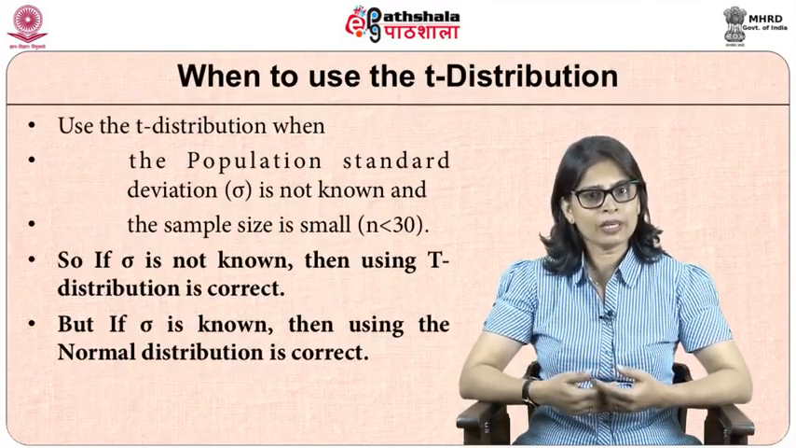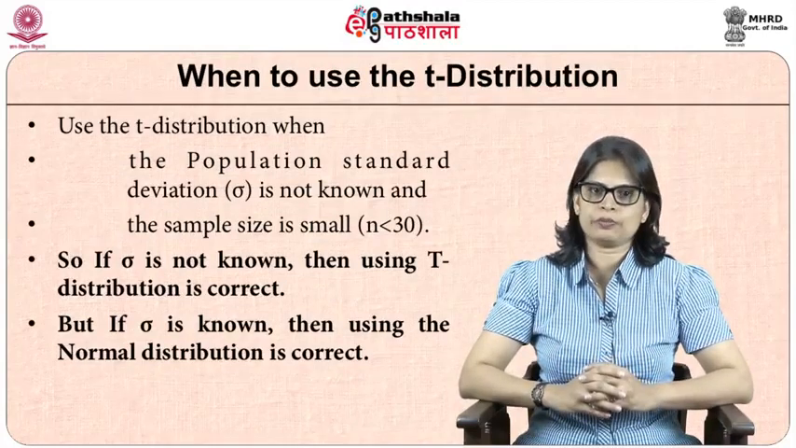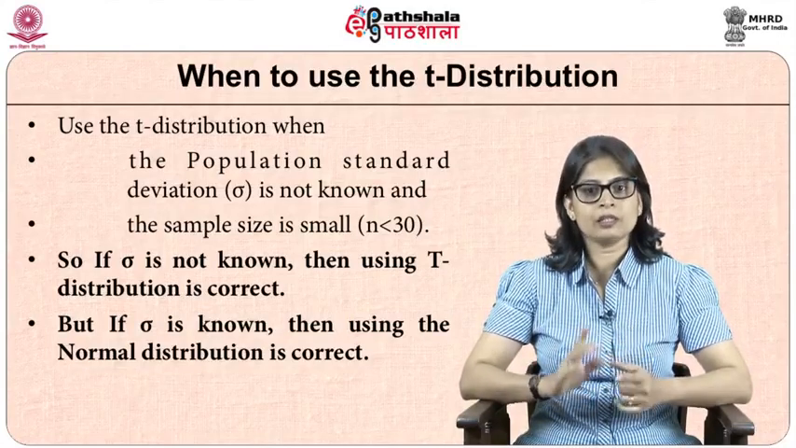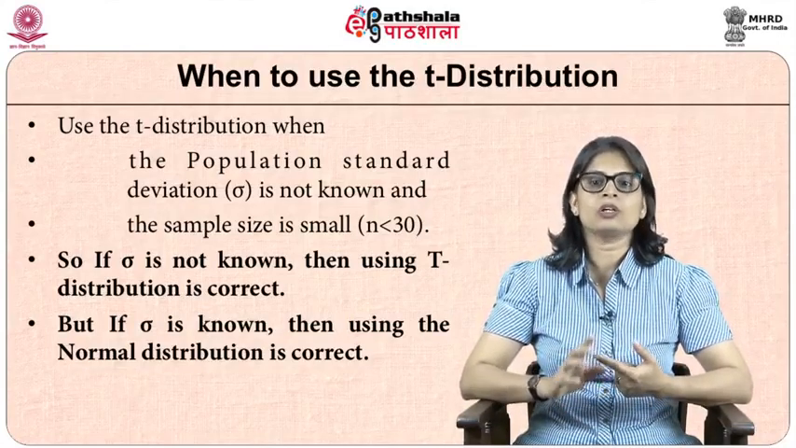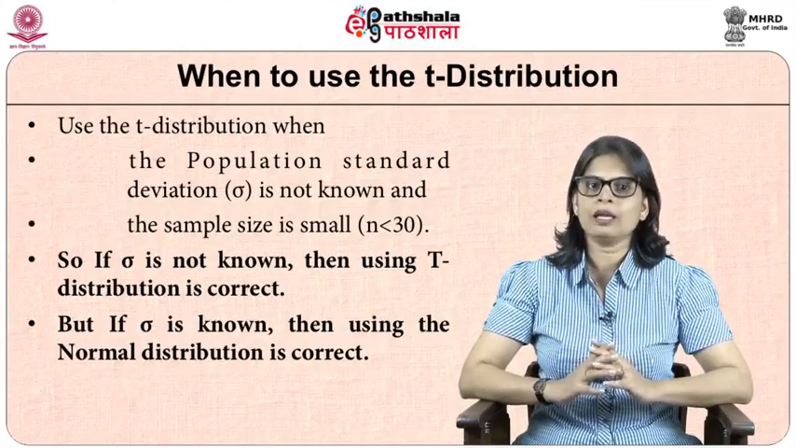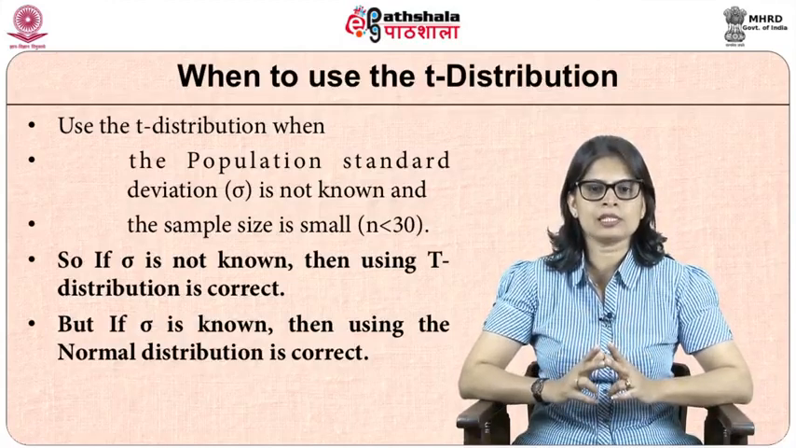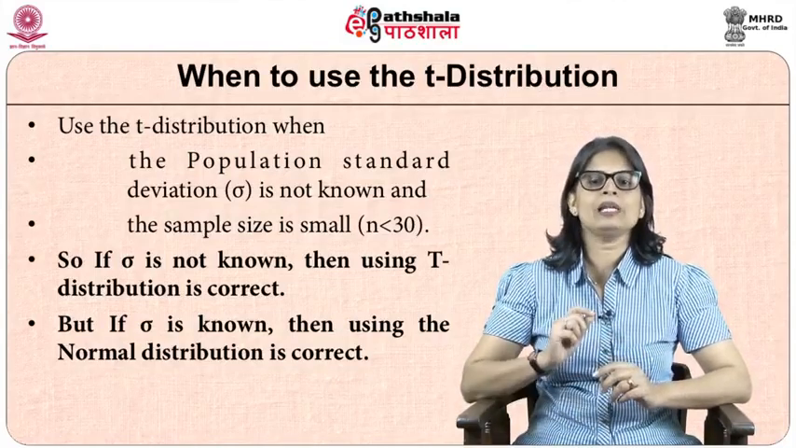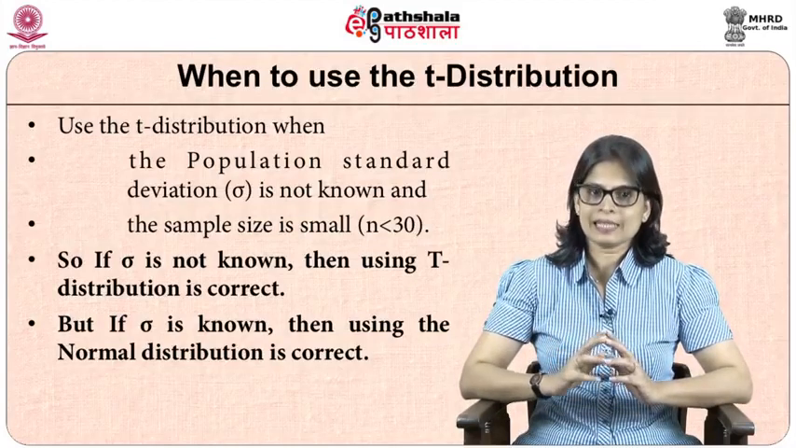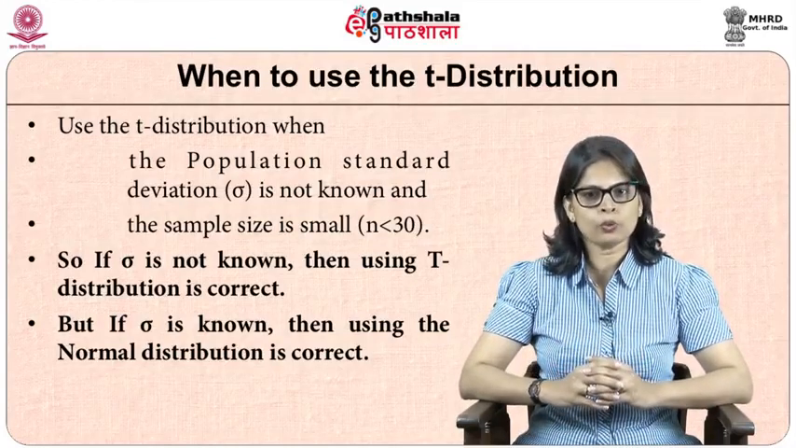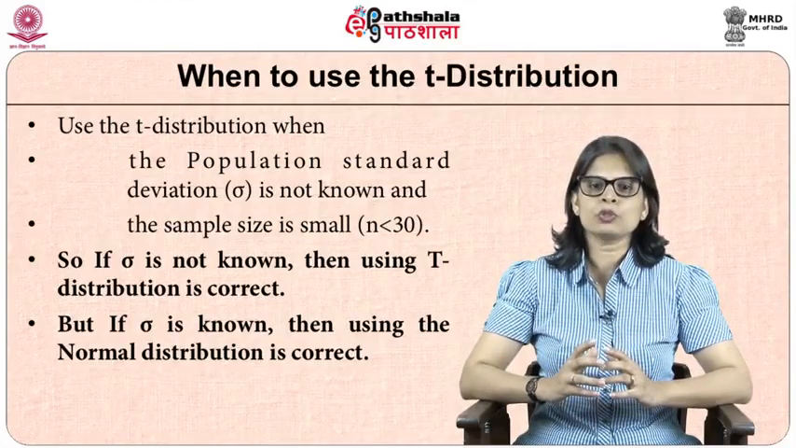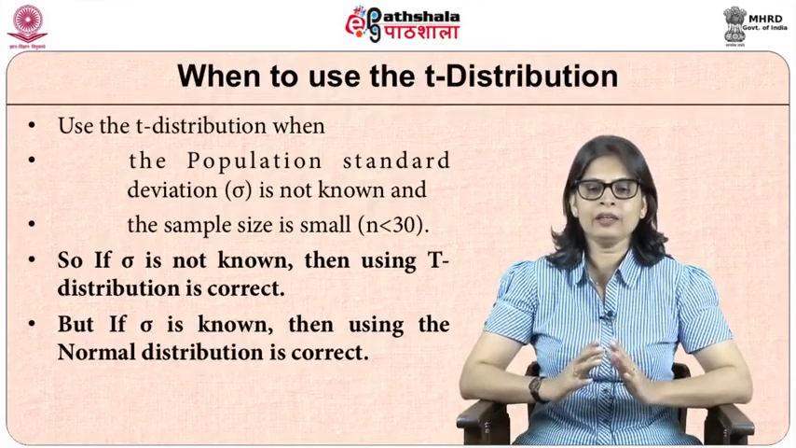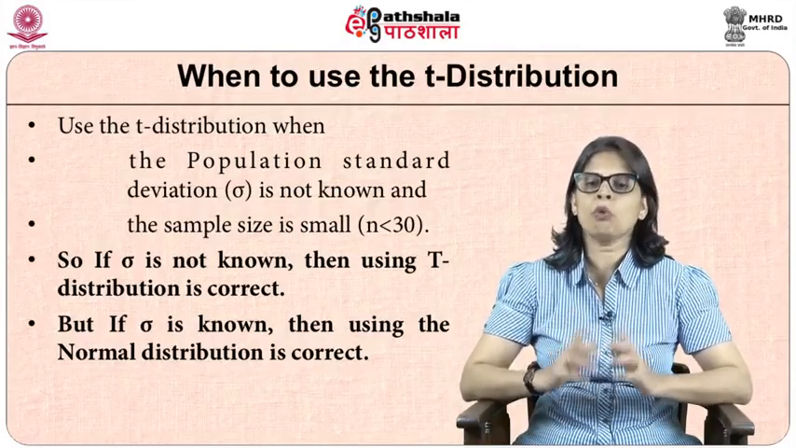Now, let us see when to use the t distribution. We have to use the t distribution when, first, the population standard deviation or sigma is not known, and the most important second condition is the sample size has to be small, that is n has to be less than 30. If sigma is not known, then using t distribution is correct. However, if sigma is known, then using the normal distribution is more appropriate.